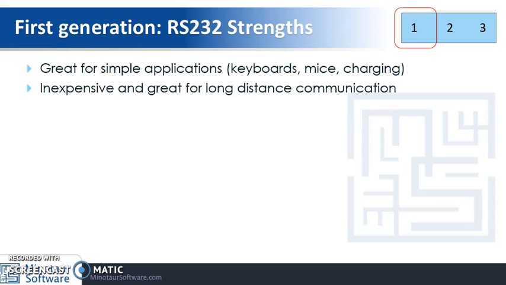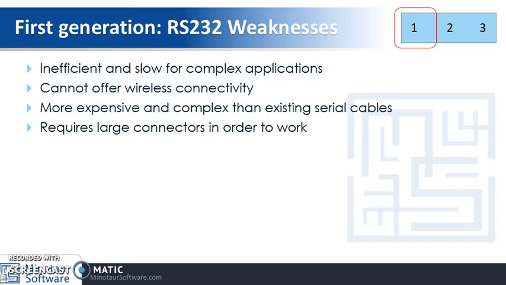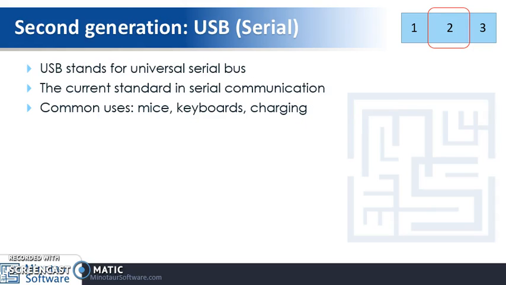Some of the strengths of the RS-232 format are that it's great for simple applications, and it's still used in things like keyboards, mice, charging, and it's inexpensive and great for long-distance communications as well. Among the weaknesses include that RS-232 is inefficient and slow for complex applications. It's a lot easier to send things over multiple wires than one. It cannot offer wireless connectivity, it's more expensive and complex than the existing serial cables, and it requires large connectors in order to be effective.